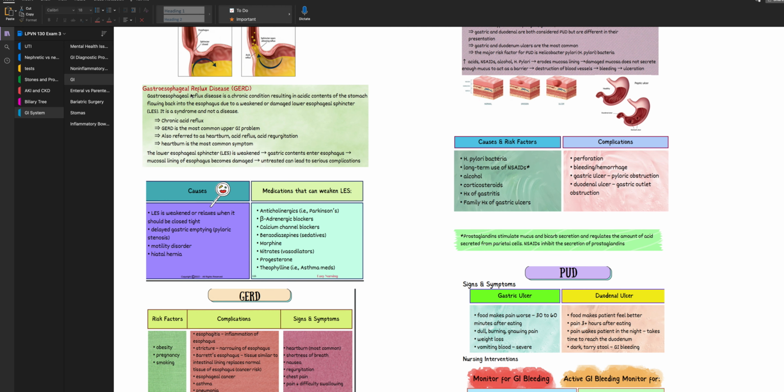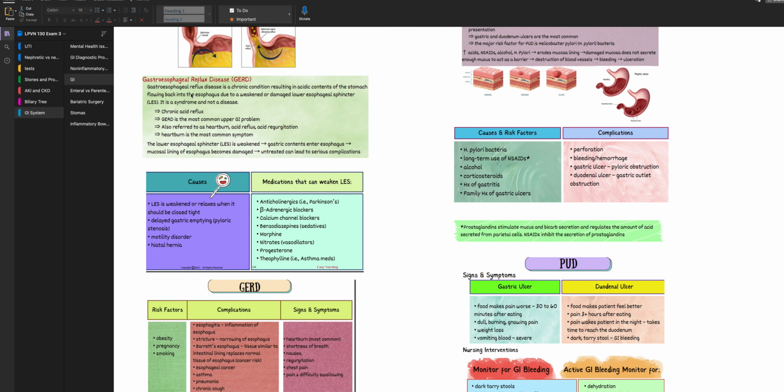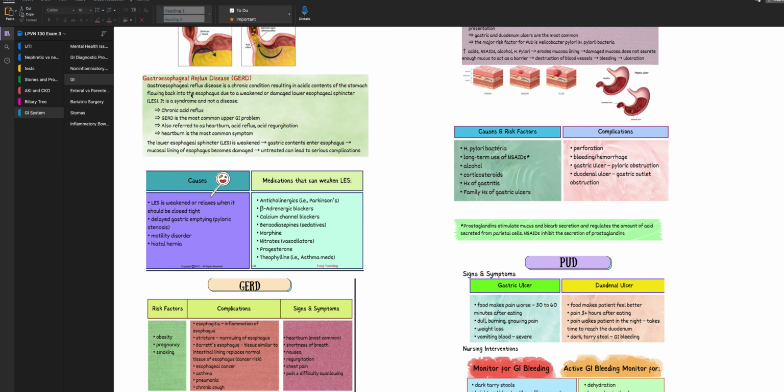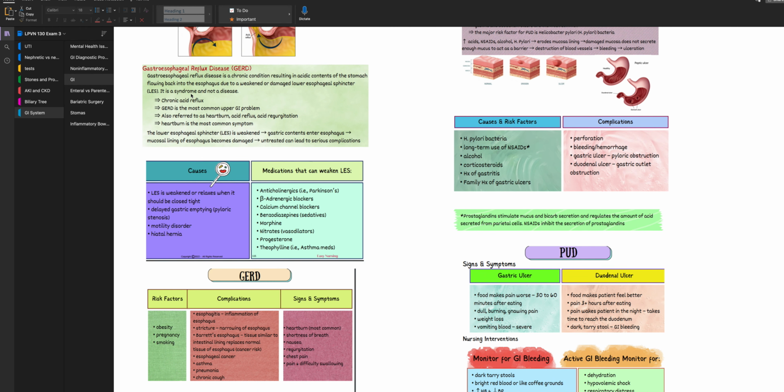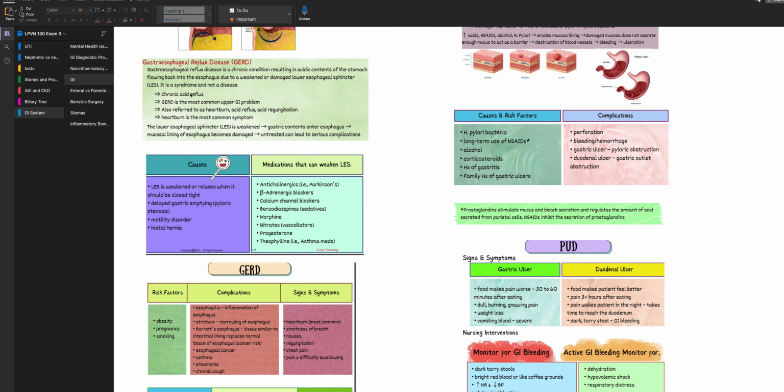So obesity, pregnancy, and smoking can also be risk factors. Anybody with a really big belly, it's going to cause pressure on the lower esophageal sphincter. And so what you worry about with somebody with GERD is they may end up getting what's called Barrett's esophagus, which can be precancerous. So they're going to need an EGD, upper endoscopy, all right?